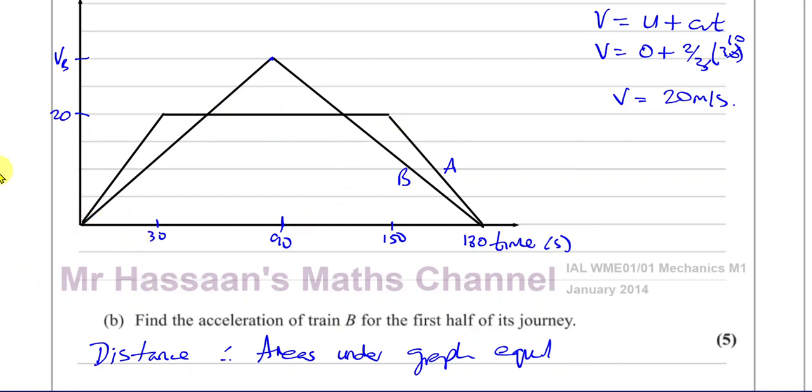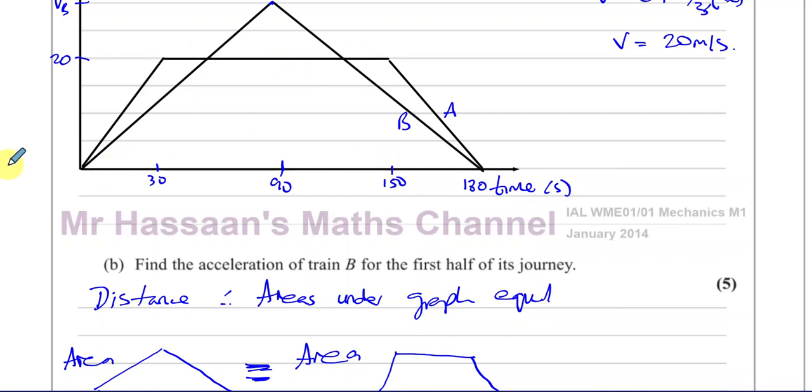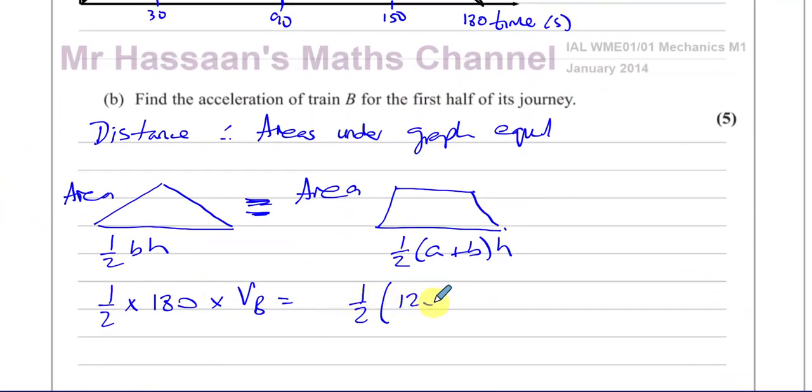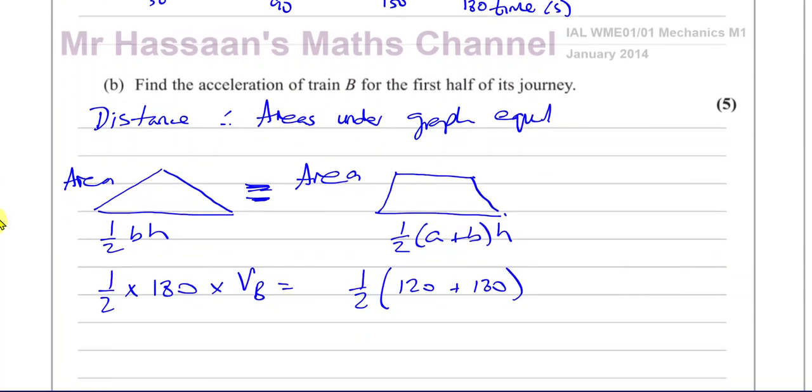So you have a half times the sum of the parallel sides, which are, as we mentioned, 120 plus 180, times the height, which is the distance between the parallel sides, which is 20. So that's times 20. That cancels with that, giving you 10, and the other half gives you 90. So we have 90 times VB is equal to 300 times 10, that's 3,000.